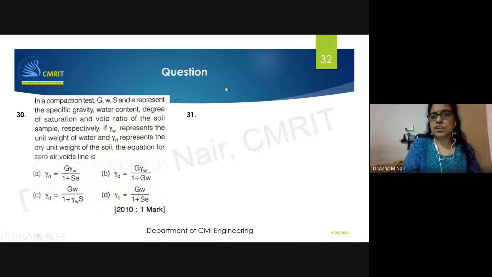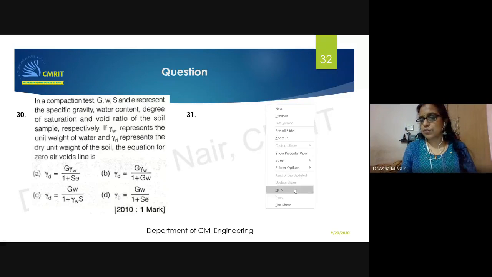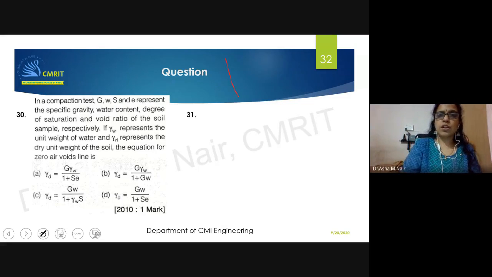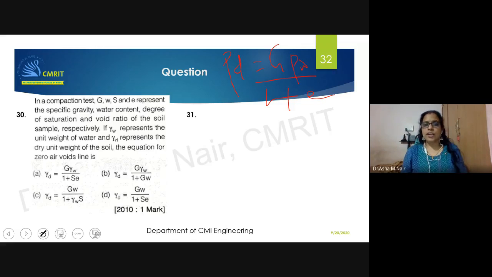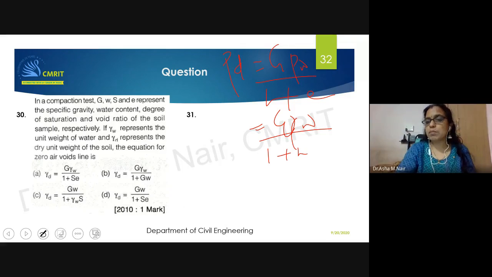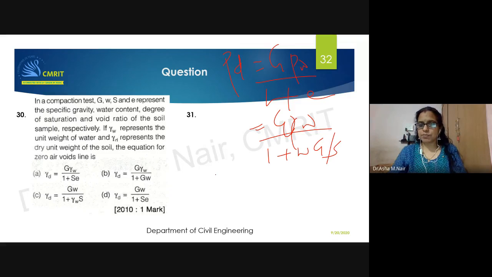What is the expression that we generally have? For rho d it is equal to G rho w by 1 plus e. So in this case, if you want to find out the zero air void line, e should be replaced with G rho W divided by 1 plus WG by S, but S is equal to 1, therefore this is equal to G rho W by 1 plus WG. What will be the answer in this case? It will be option B.